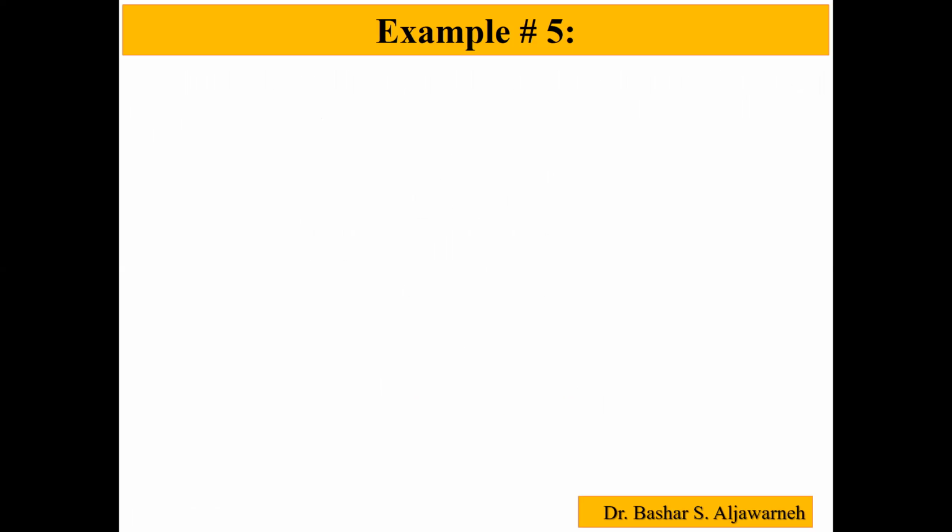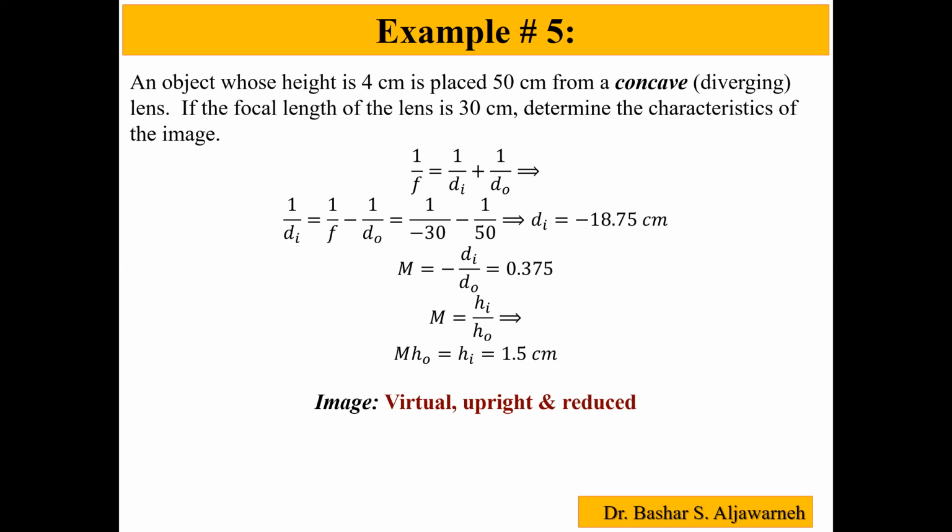Another example: an object whose height is 4 centimeters is placed 50 centimeters from the concave or diverging lens. If the focal length of the lens is 30 centimeters, determine the characteristic of the image. Using the same procedure, but be careful. We are talking about concave lens. Therefore, the focal length should be negative. Now, plug your numbers here. You will get d, or the image distance, is minus 18.75 centimeter.